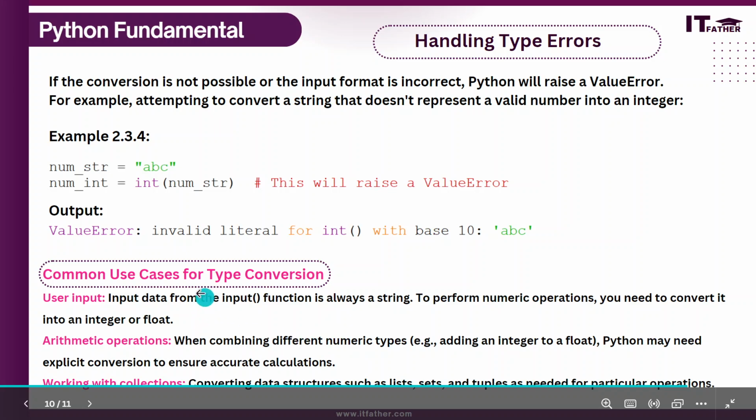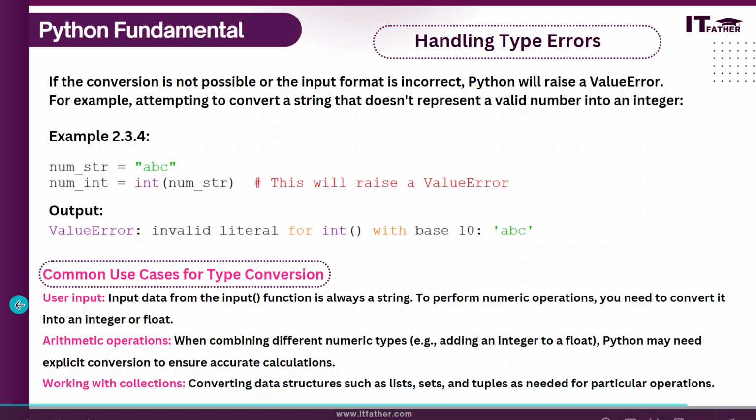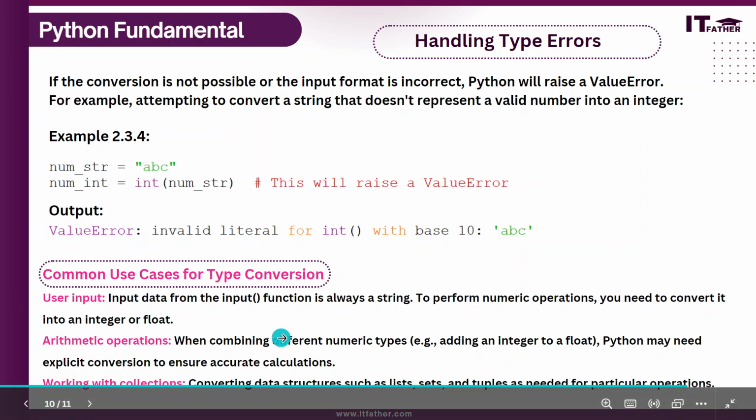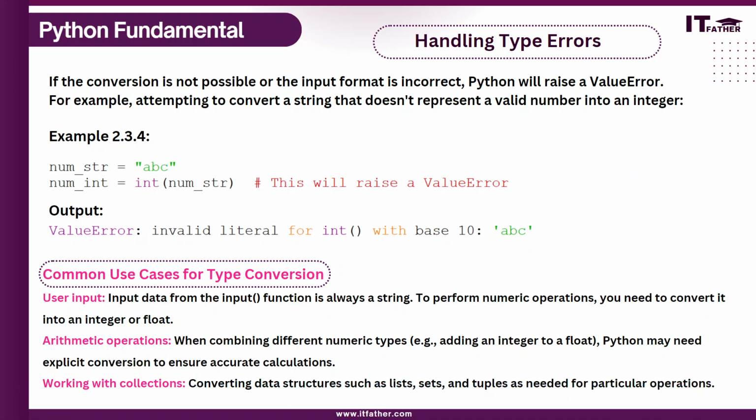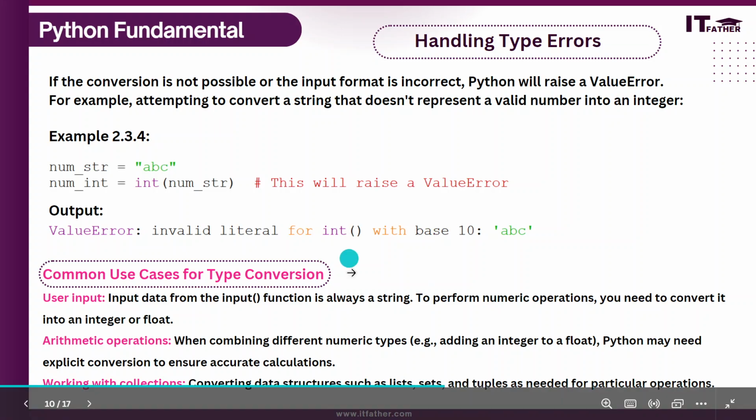Now, common use cases for type conversions we have here. First is user input. The input data from the input function is always a string. To perform numeric operations, you need to convert it into an integer or float. Arithmetic operations: when combining different numeric types, like adding an integer to a float, Python may need explicit conversion to ensure accurate calculations. And working with collections: converting data structures such as lists, sets and tuples as needed for particular operations.